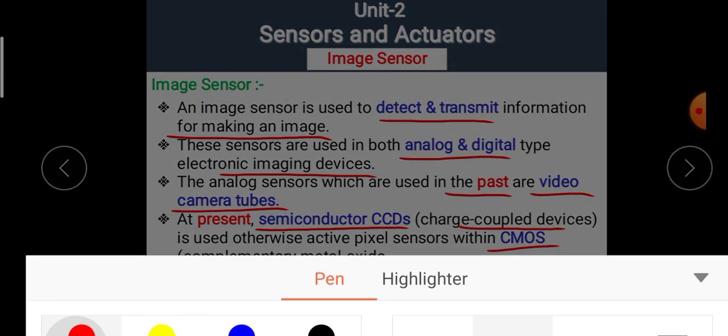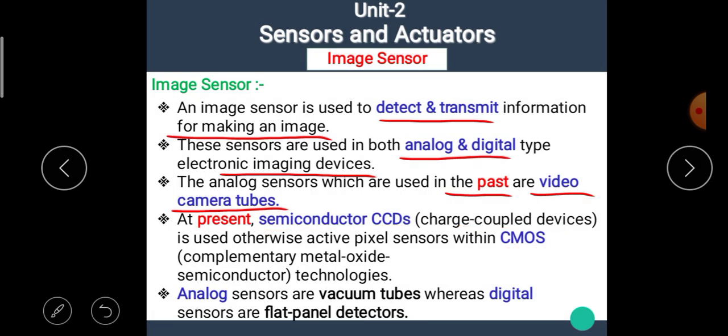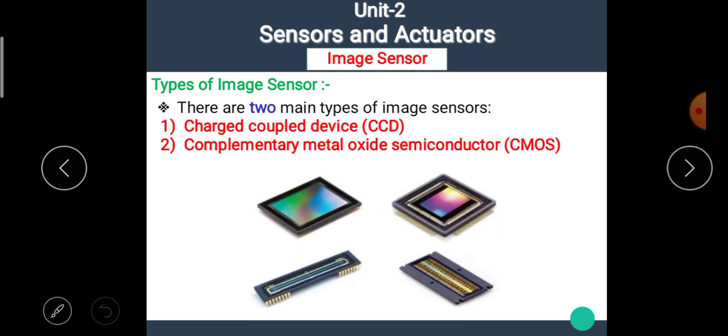That means in the past, image sensors were used in the form of video camera tubes, but nowadays these video camera tubes are replaced by semiconductor CCDs and CMOS technologies. Okay, analog sensors are vacuum tubes, whereas digital sensors are flat panel detectors. These are the basic information about the image sensor.